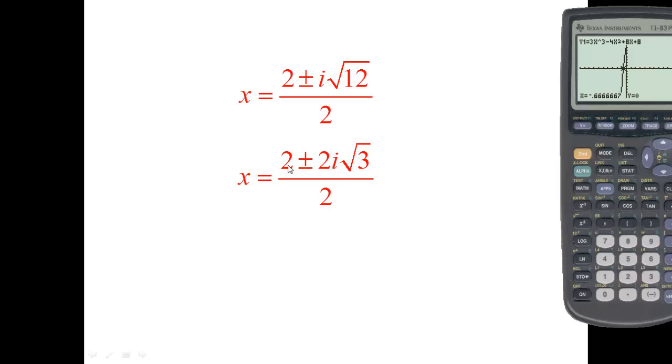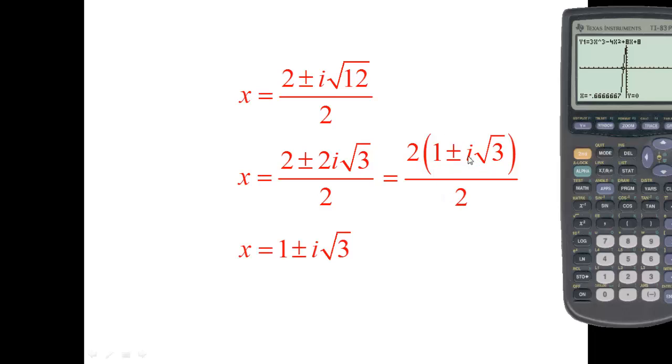And wait a second, we notice I have 2's on the top, 2 on the bottom. In other words, I have a GCF of 2 that can be factored out on the top, and then that 2 can cancel with the 2 on the bottom, leaving 1 plus or minus i root 3. Please don't make that common mistake of saying 2 divided by 2 cancels out, and you're just left with i root 3. 2 divided by 2, yes, it does cancel, but it doesn't leave nothing. It leaves a 1. 2 divided by 2 is 1, not 0. Don't just leave plus or minus i root 3. It's 1 plus or minus i root 3.